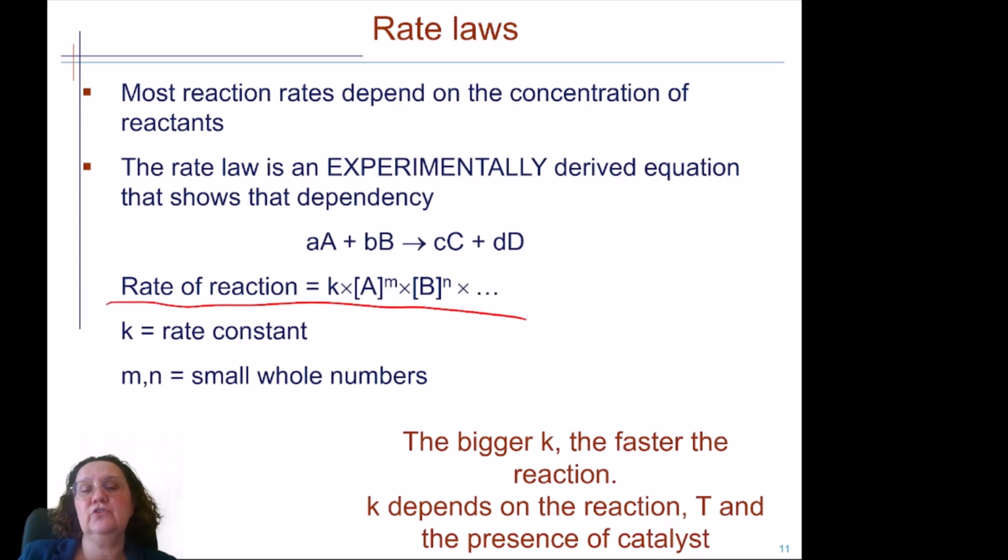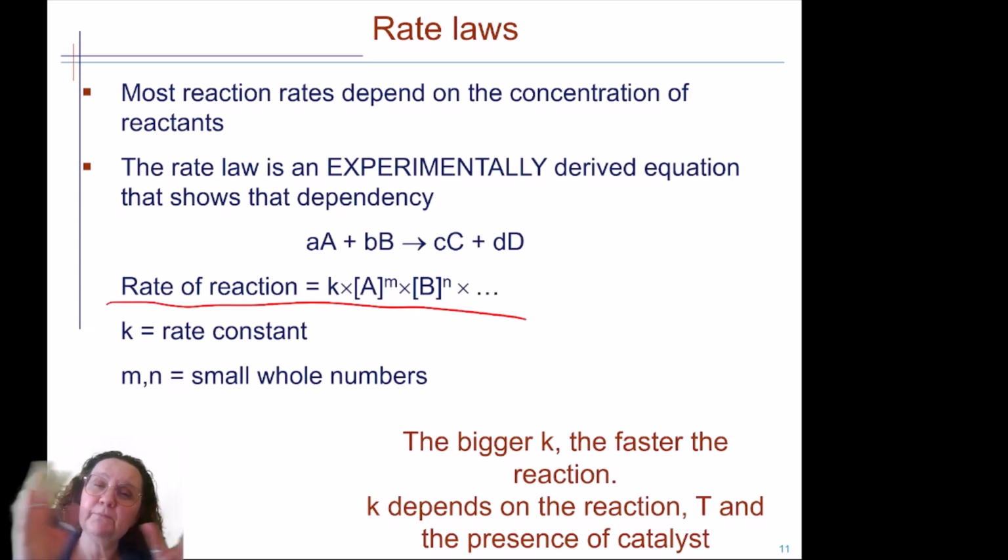So k is a rate constant, and k is a constant which is related to the reaction, to those particular reagents, how easy it is for them to react. So it depends on the reaction, because it depends on the reagent that you're using, and it also depends on the temperature, because temperature can help speed reaction rate. So the same reagents at 20 degrees will react at a different rate than if those reagents are at 30, 40, or 50 degrees.